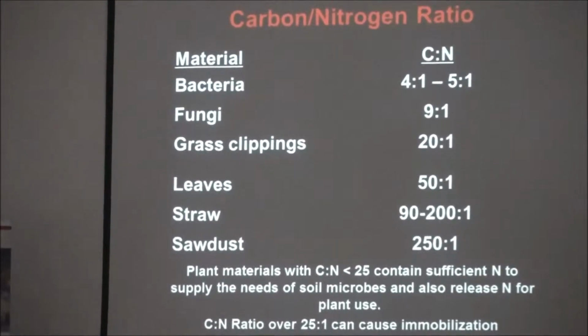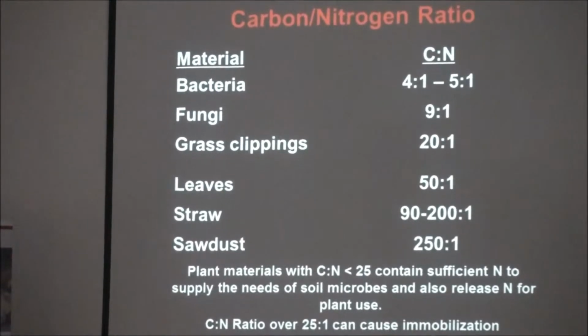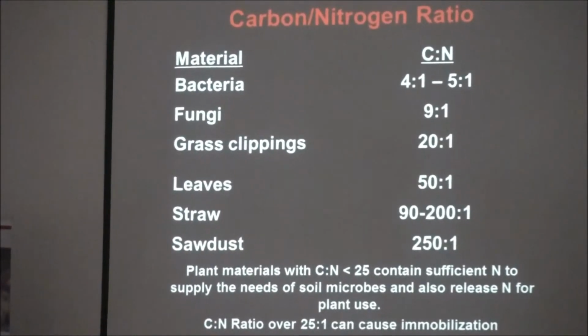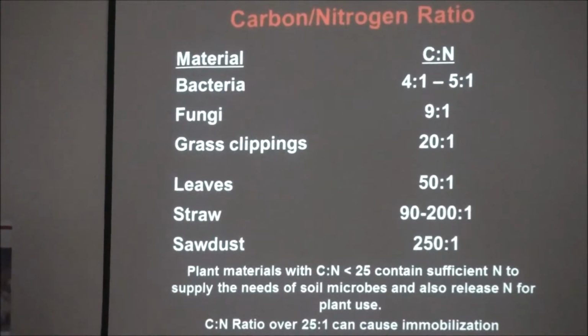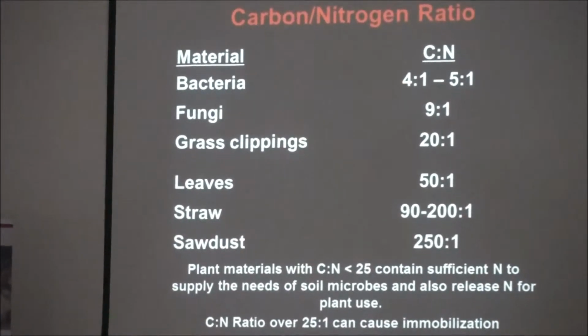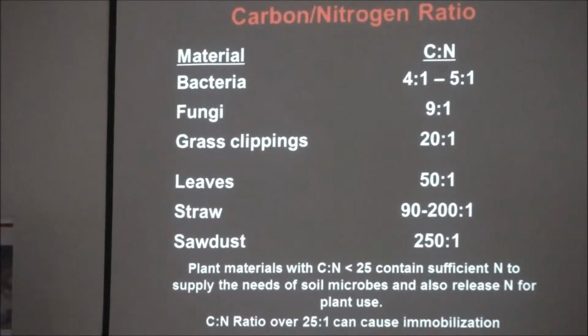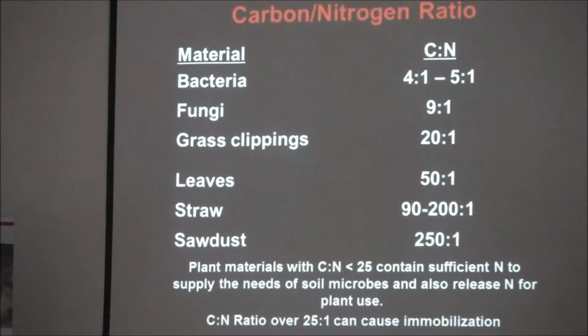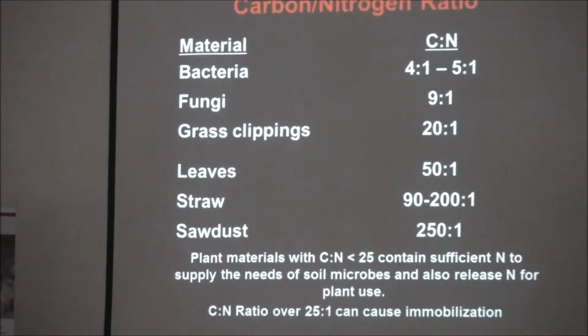Okay? And then this just gives you an idea. Bacteria and fungi are below that. Leaves, and then you've got sawdust and straw, which are higher in carbon. And again, it's going to mean that they're going to be less available. And in fact, they can actually reduce the amount of available nitrogen.